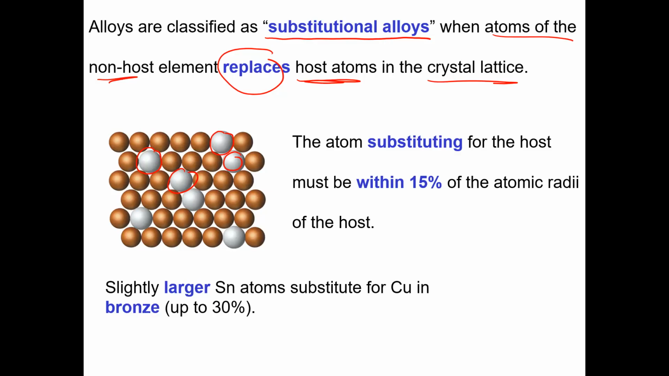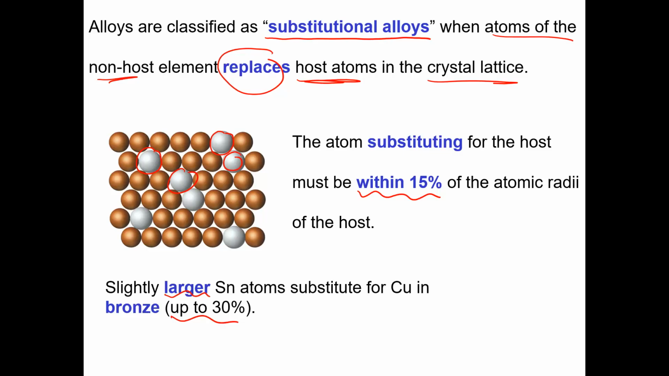Now, for two metals to form a substitutional alloy, the atom that is substituting has to be within 15% of the atomic radii of the host. What that means is if it's too big, it's just going to disrupt the bonding too much, or if it's too small, it's going to disrupt the bonding too much, and you won't be able to form a stable alloy. So in the case of tin, it's only slightly larger than copper, and so you can put up to 30% tin into copper and still form a stable alloy.